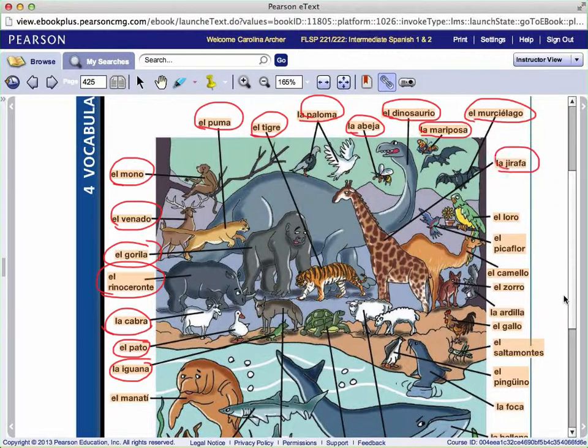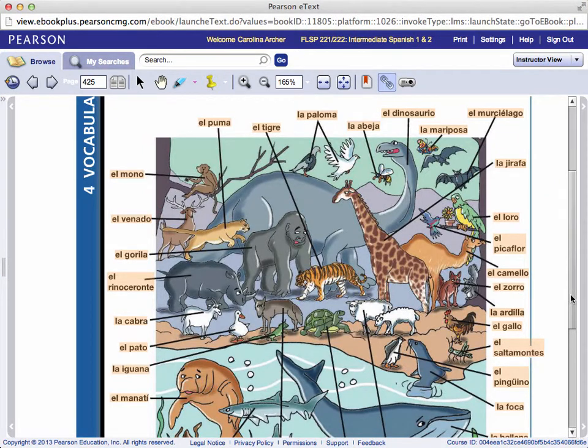La jirafa, the giraffe, with a J, okay? El loro, the parrot. El picaflor is a hummingbird. El camello, camel. El zorro, the fox. La ardilla, the squirrel. El gallo, is a rooster. El saltamontes, a grasshopper. El pingüino, a penguin.